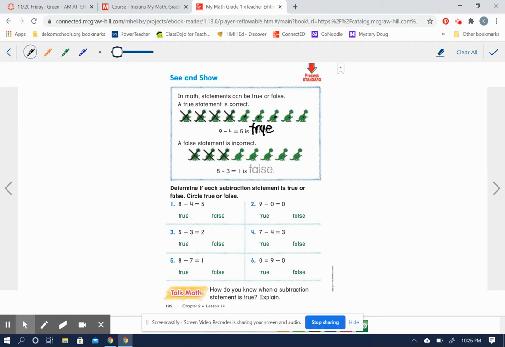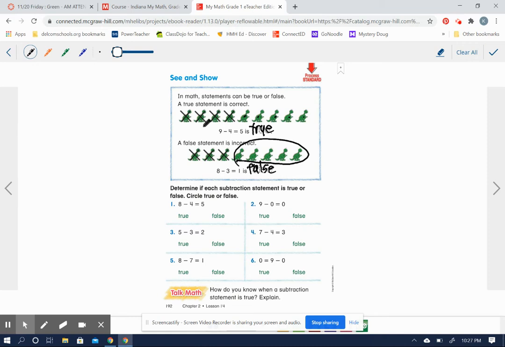Then a false statement is incorrect. So this says 8 minus 3 is 1. So here's 8 dinosaurs. Did I call those turtles before? It's late. I can't really tell if those are turtles or dinosaurs, but there were 8 of them, and 3 of them have X's. And so here's what is left. Is that 1? No, that is false. So trace that word false.